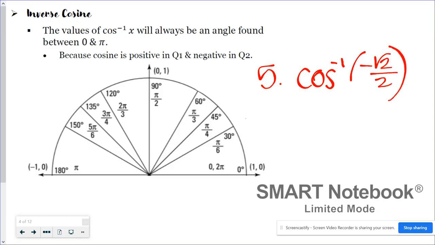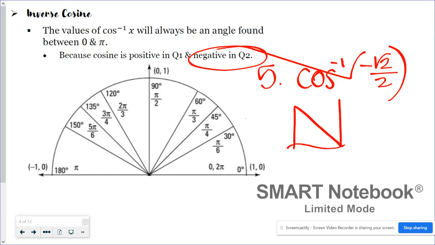Okay. So it's inverse cosine and it's negative. So what I know is that inverse cosine is negative in quadrant 2. So it's going to be one of my quadrant 2 angles here. I can sketch out cosine on my paper. Cosine is the adjacent over the hypotenuse. So the adjacent here would be the negative square root of 2, and the hypotenuse is always 2. So this is our reference triangle.